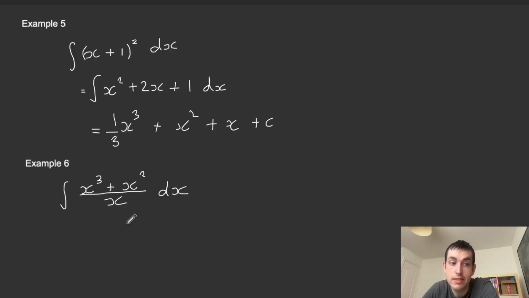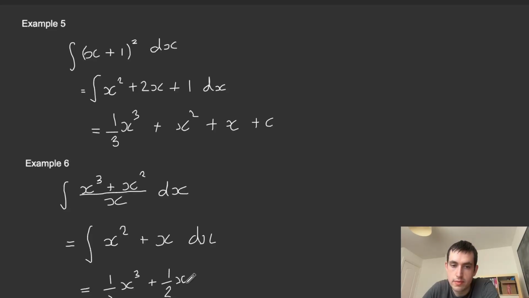So I'm definitely thinking it doesn't look like the rule that we know. So how are we going to remedy this? Well, let's separate the fraction out into x cubed over x, which by the laws of powers will be x squared, and then x squared over x, which by the laws of powers will be x. Now, everything's looking quite nice. We can integrate x squared, we can integrate x. So in this case, we're going to get almost the same answer as before. We're going to get 1/3 x cubed, and then we're going to get, in this case, 1/2 x squared plus c.